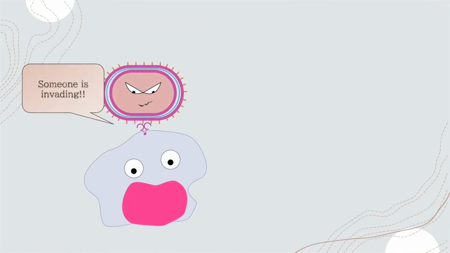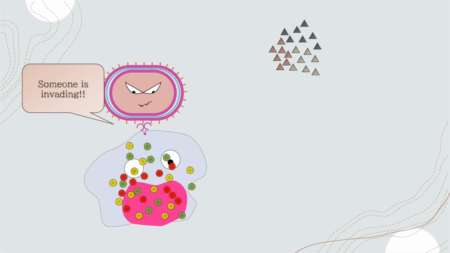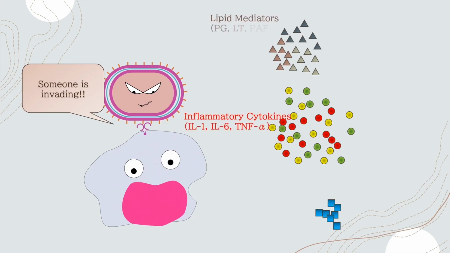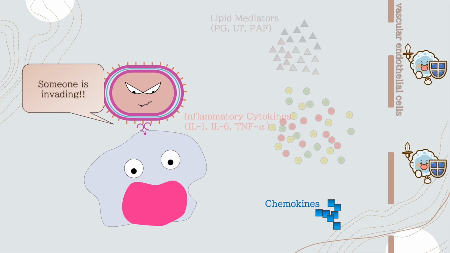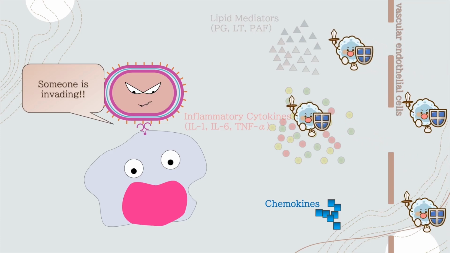How does the TLR-binding cell declare an emergency? For example, when TLR4 recognizes LPS, immune cells that recognize gram-negative bacteria release inflammatory cytokines, lipid mediators, and chemokines. Inflammatory cytokines and lipid mediators act on vascular endothelial cells, widening the endothelial gap and increasing vessel diameter. Chemokines attract leukocytes. In other words, they promote an immune response by leukocytes.